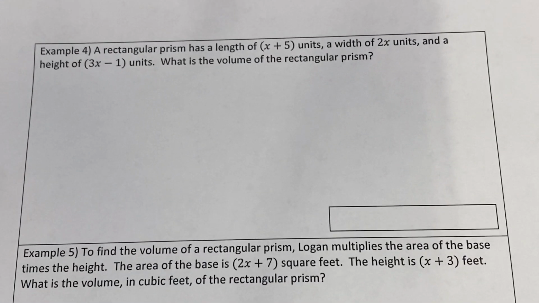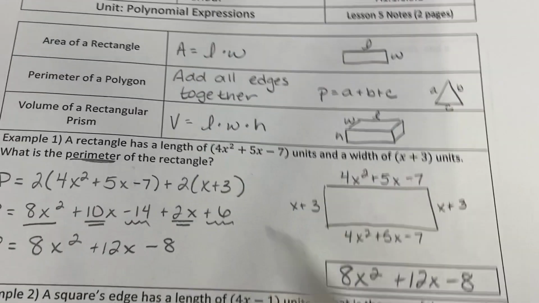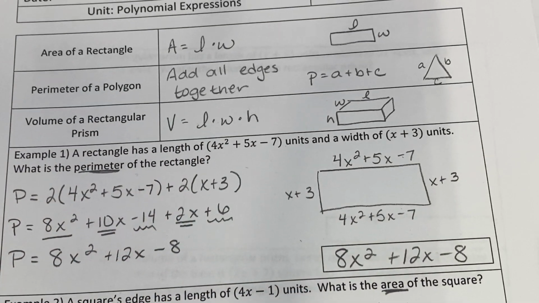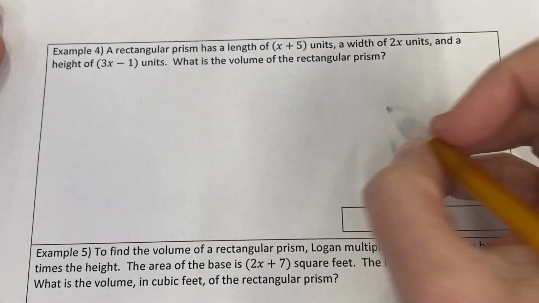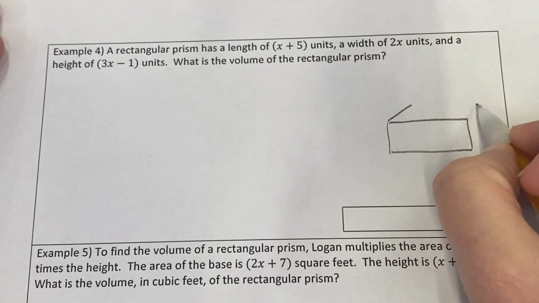Okay. Example 4. A rectangular prism has a length of x plus 5 units, a width of 2x units, and a height of 3x minus 1 units. So if you look back at our formulas, for a rectangular prism, we take length times width times height. So we can draw this out. I mean, it can't hurt. I think we already know what to do though.